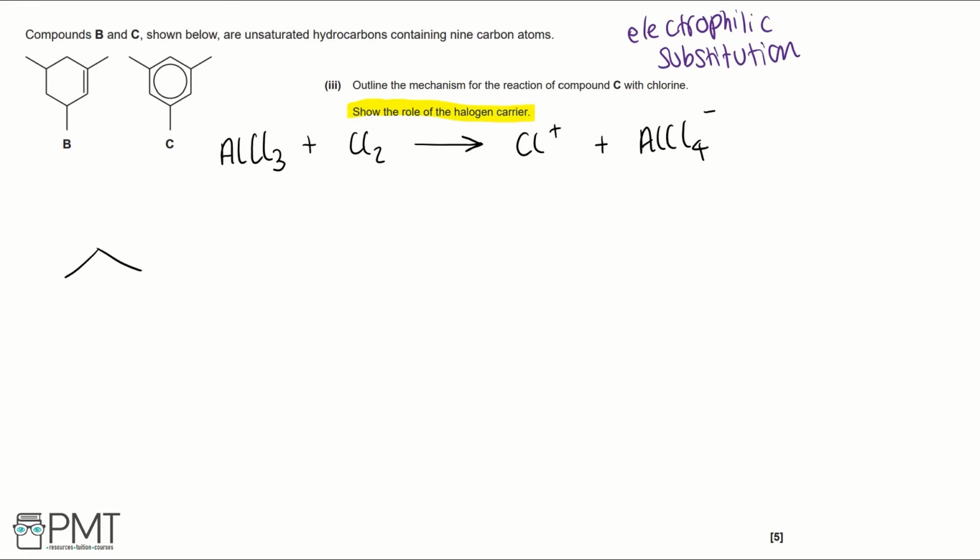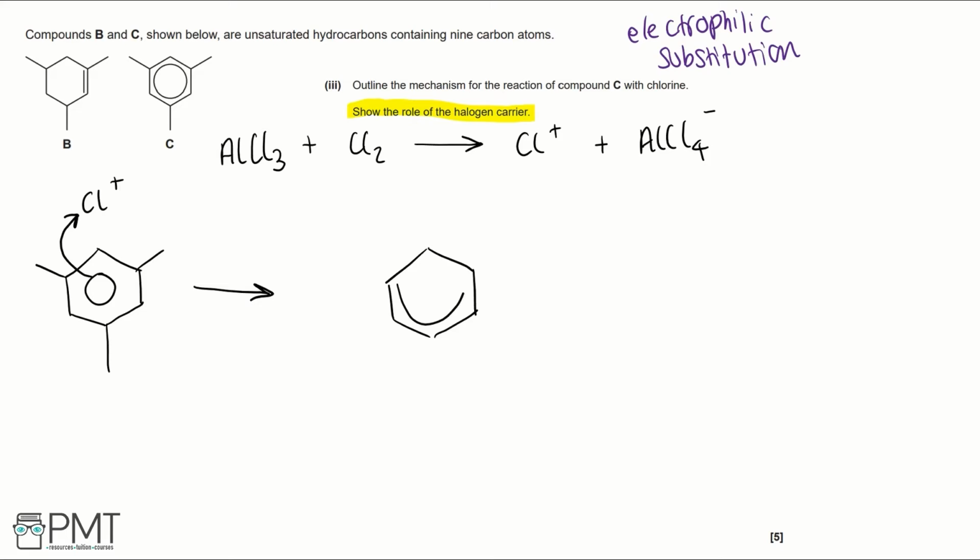So if we start by drawing compound C as our starting material, and then we're going to show how it initially reacts with the electrophile. So that's going to be Cl+. What happens is the ring is going to be attracted to this electrophile, and we're going to produce an intermediate. The mark scheme is pretty picky when it comes to how you draw the intermediate. So this curly arrow needs to be exactly on the points here on the dotted line. It can't go above the dotted line, and it needs to meet the corners of this hexagon.